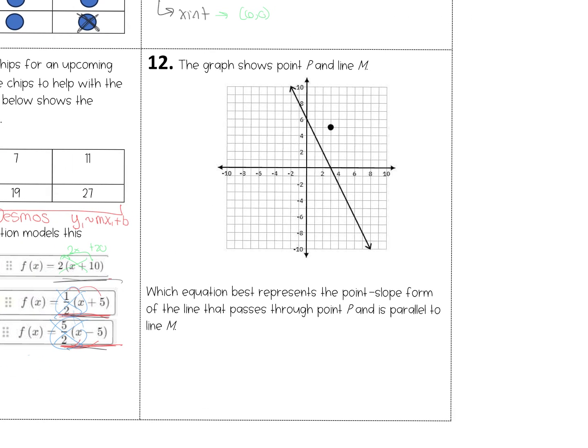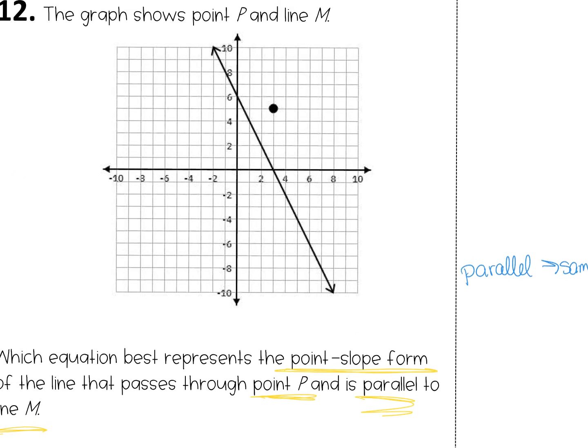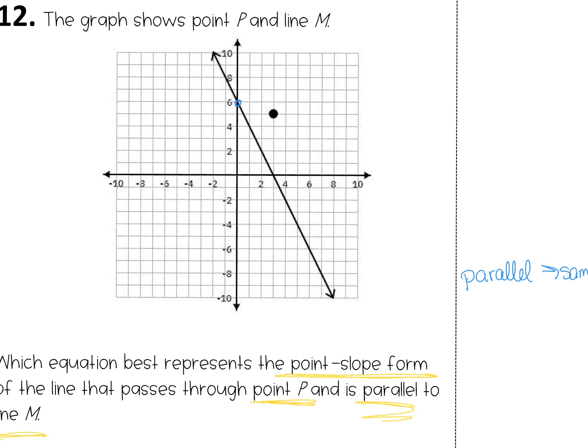The next one says the graph shows a point P and line M. So the line I have is M. Which equation best represents the point slope form of a line that passes through P but is parallel to M? So let's find keywords. Parallel should tell you the same slope. When you see the word parallel, your brain should think same slope. So if I go to M for a second, here's a point, and here's another point. So I go down 2 and over 1. I rise -2 and I run 1. So my m equals -2 over 1.